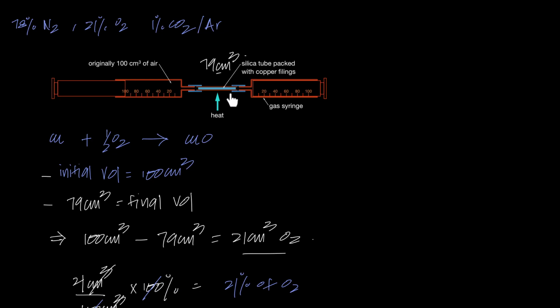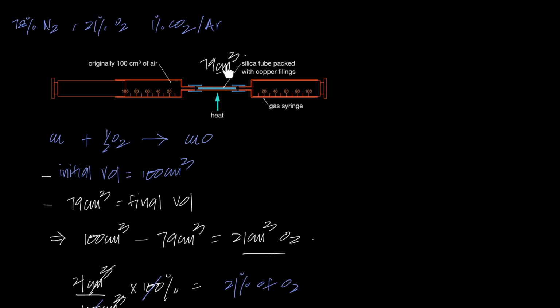it, but you're going to pick up the Bunsen burner and you're going to move it along the silica tube in order to make sure that all of the copper is hot enough to react with this air right here.